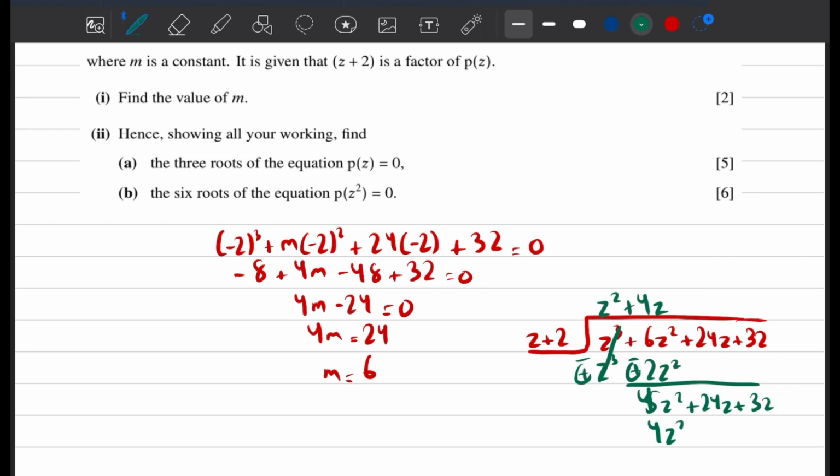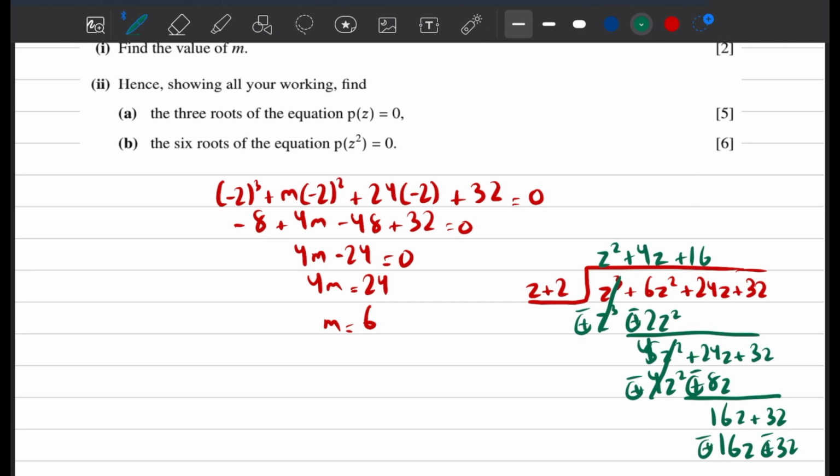So it's going to become 4z square plus 8z. Plus will become minus and this will become minus. Cancel out. 24 minus 8 is what? 16z plus 32. We're going to write here plus 16. So 16z plus 32, plus will become minus, this will become minus. You cancel this out. What is your answer? 0. So now you got z square plus 4z plus 16, and one factor is z plus 2.